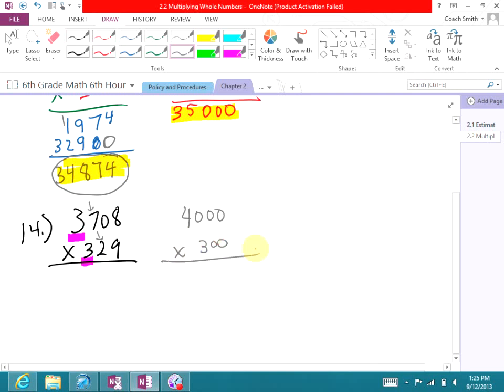All right. Now I'm going to do it the easy way. When all I've got is zeros except for the first digit of each number, then all I got to do once again is 3 times 4, which is 12, and then I have 1, 2, 3, 4, 5 zeros. So I say 1, 2, 3, 4, 5. So that gives me 1,200,000 is my estimate. That is not my answer, that's my estimate. Okay? So now I've got to figure the actual answer.